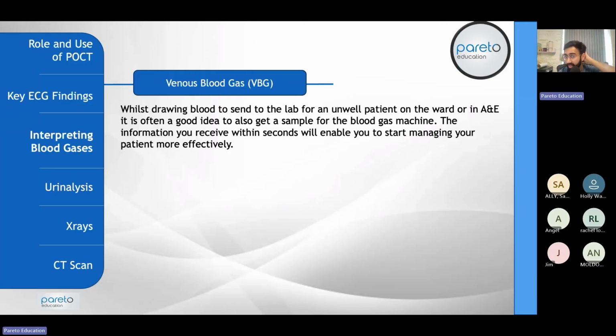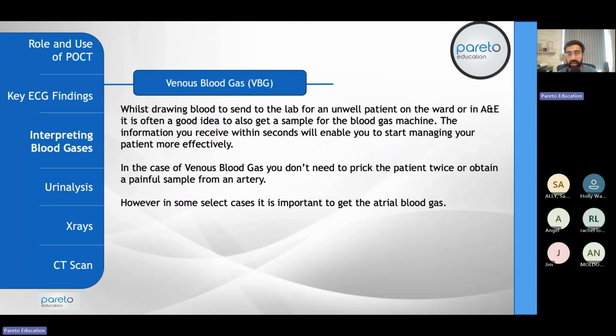So I think venous blood gases are really important. I don't know how you guys feel about them, but I feel they're so useful. They're easy to do because you can just do them whilst drawing blood. They run in a matter of minutes and they give you so much information. They're also really good for the patient because it means that you don't need to prick the patient twice or even obtain a painful sample from an artery.